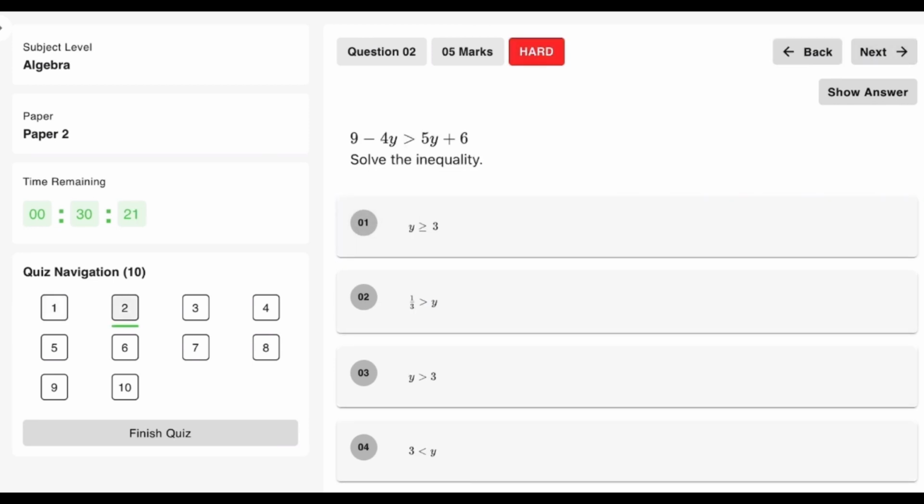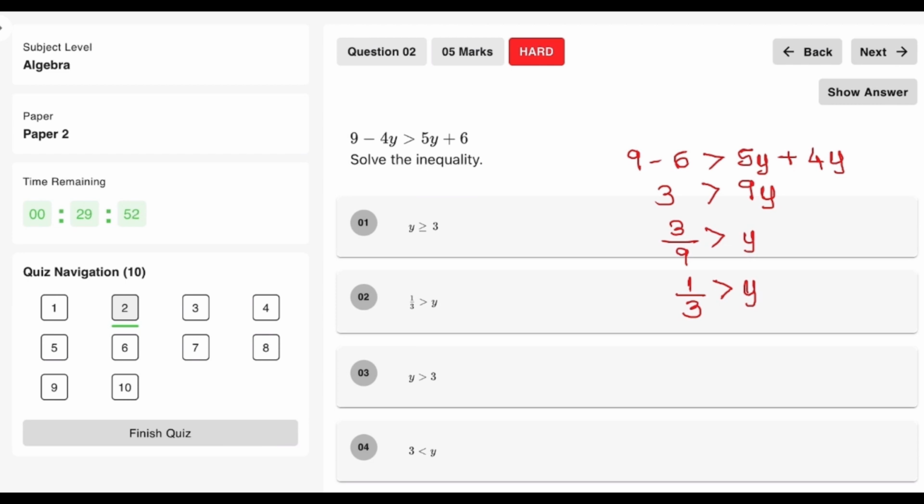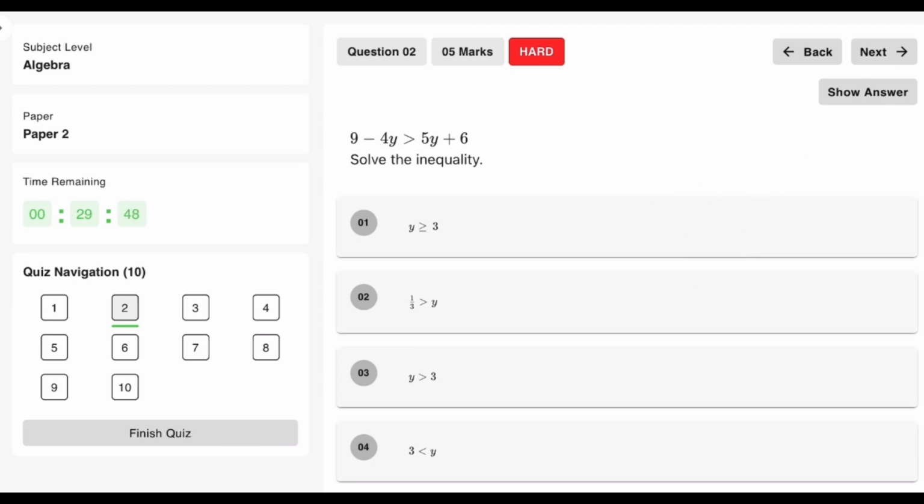9 minus 4y is greater than 5y plus 6. So again, this should be a simple case of trying to move all the y terms to one side and the numerical terms to the other side like this. So this is going to be 3 greater than 9y. And if I simplify this, 3 over 9 is greater than y, or 1 over 3 is greater than y. So basically all the values of y have to be smaller than that. And that is option number 2.